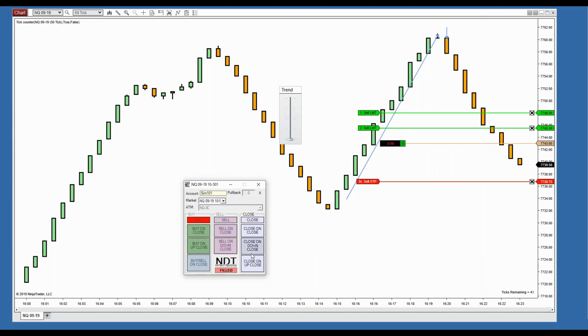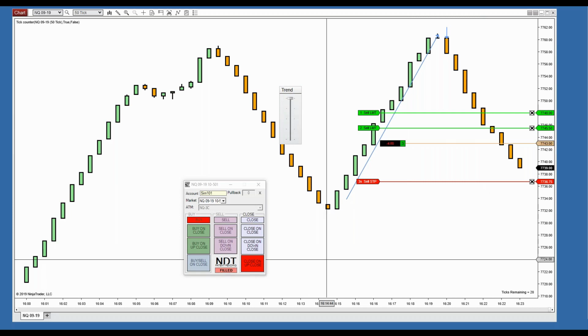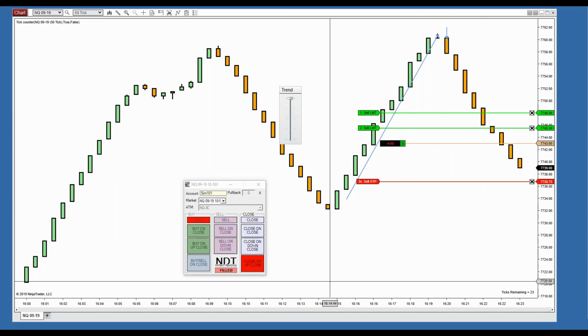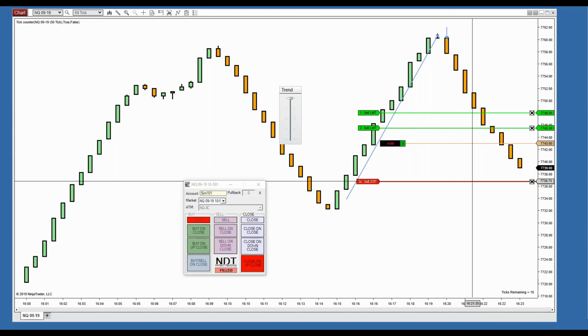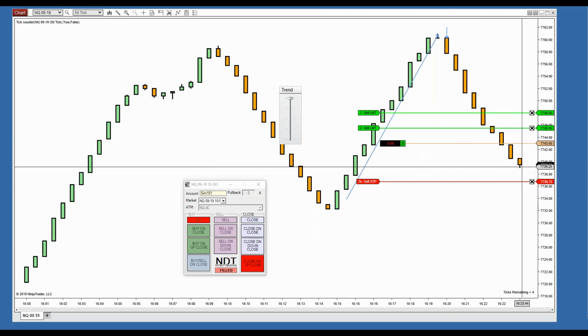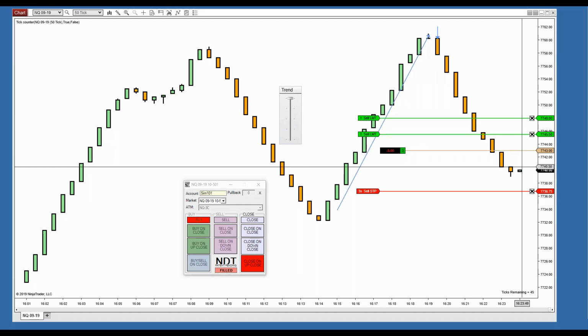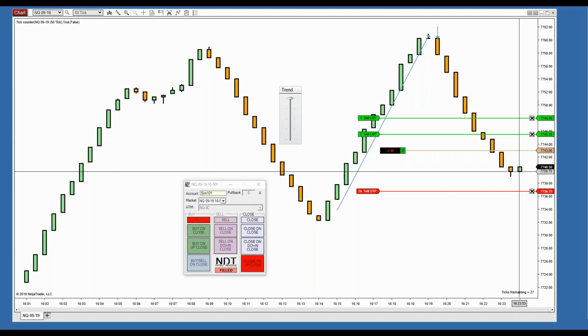Now we're going to close on an up close. There's our stop. Now that's our full loser if we let it go all the way here. So the first thing that we do is we just set to close on an up close. The first up candle is going to take us out of the trade. That's a great way to trail a trade.